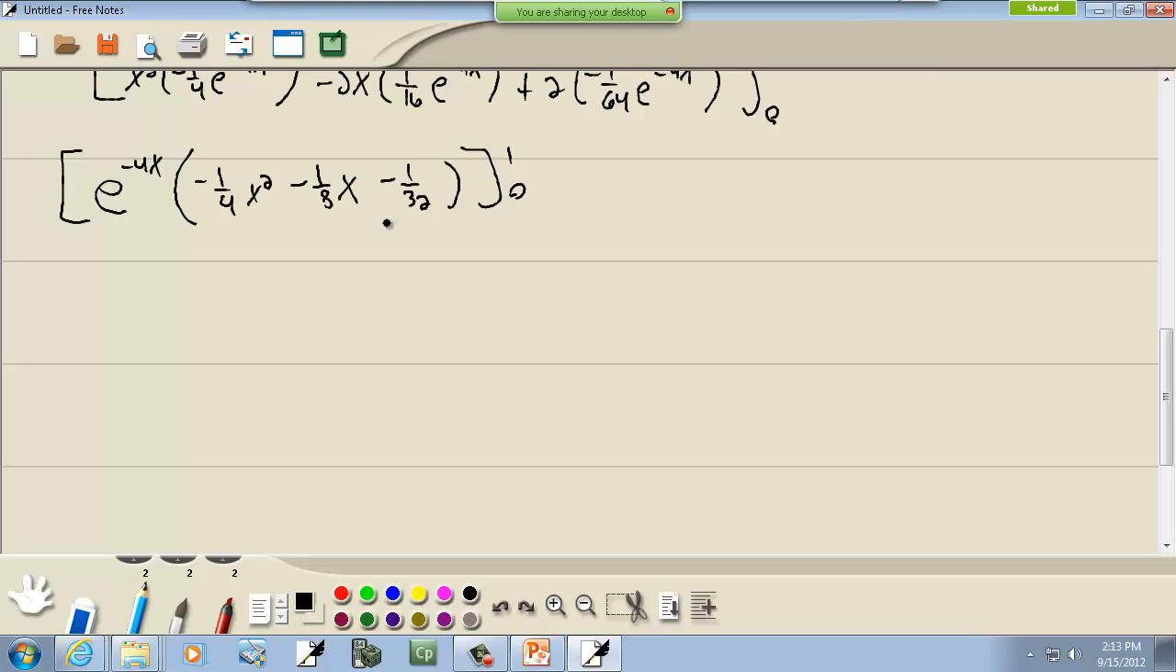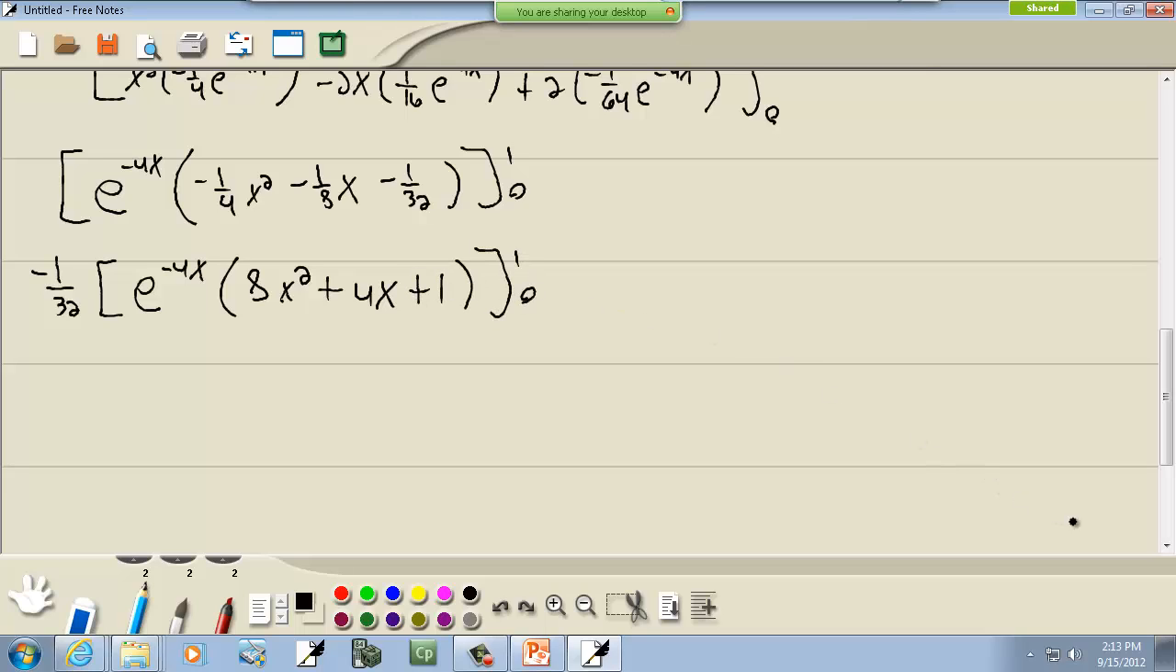Yeah, let me do that. Let me factor out a negative 1 over 32. So we've got e to the negative 4x. And here we basically take 32 divided by 4 gives you 8. So that's 8x squared. Now the signs change. Negative divided by negative is positive. So this is going to become positive. And 32 divided by 8 is 4. So we got 4x. And that'll give us plus 1. And then let's plug in our numbers.